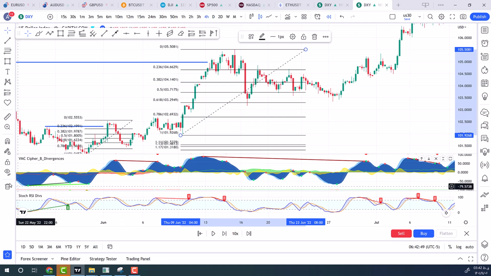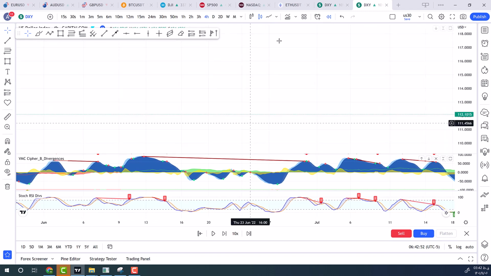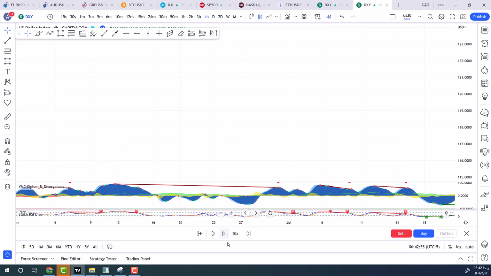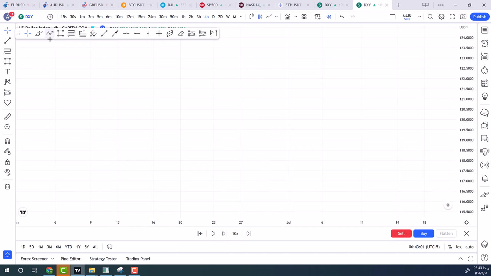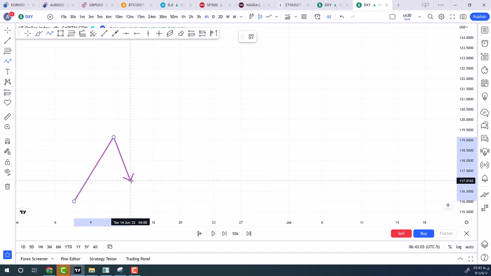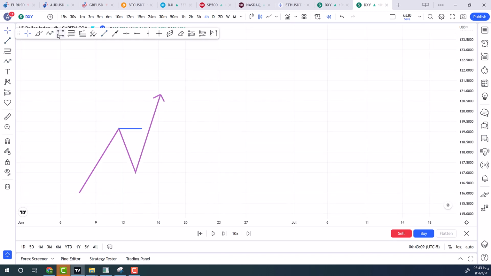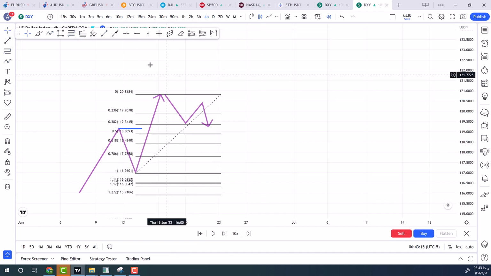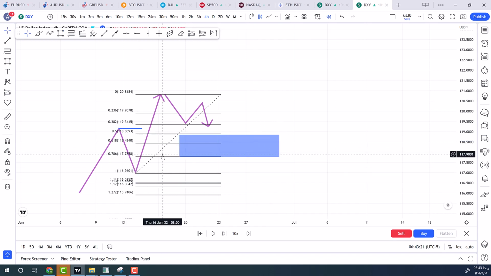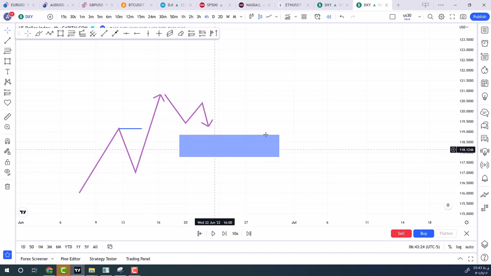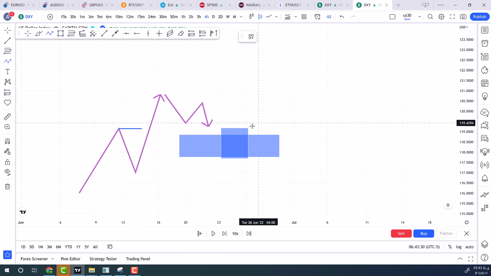So let's summarize things up here. Let me close these two indicators and just talk about the meat. So here our structure broke to the upside. We wait until it starts to pull back. We use our Fibonacci tool to mark our box from 50% to 78%.